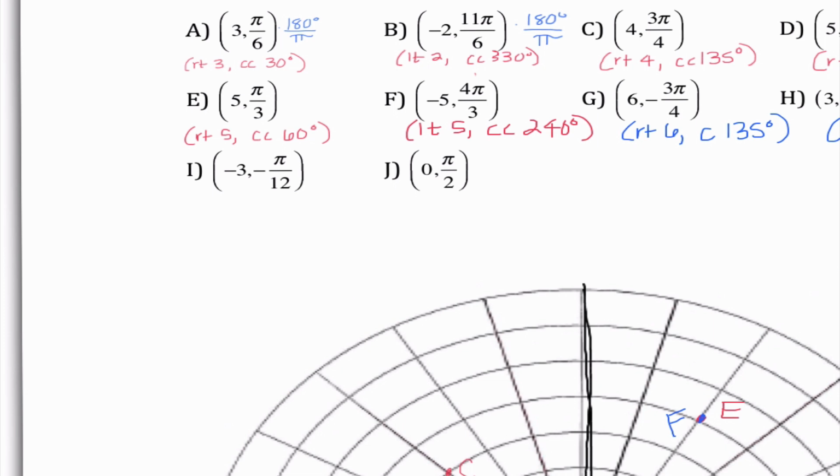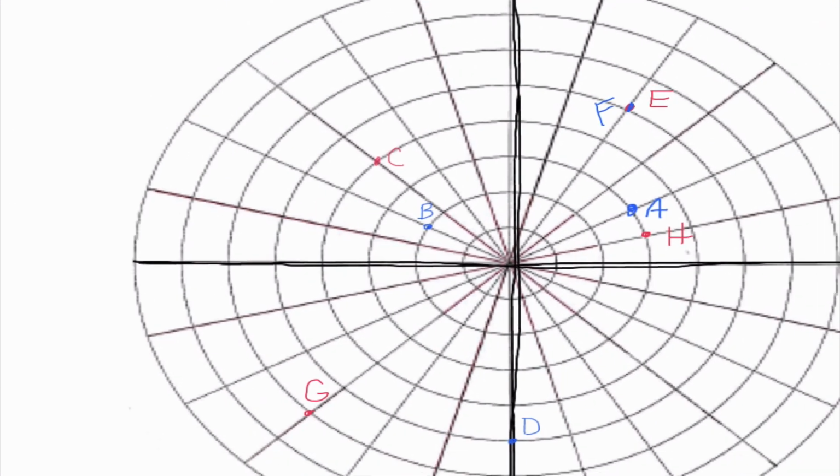Hopefully this is boring to you guys because we're understanding it so well. But just to make sure, we're going to do the last two. Okay, this one I'm going to the left 3, and I'm going clockwise 15 degrees. So I'm going to the left 1, 2, 3, and clockwise 15 degrees, which puts me right here, which would be point I.